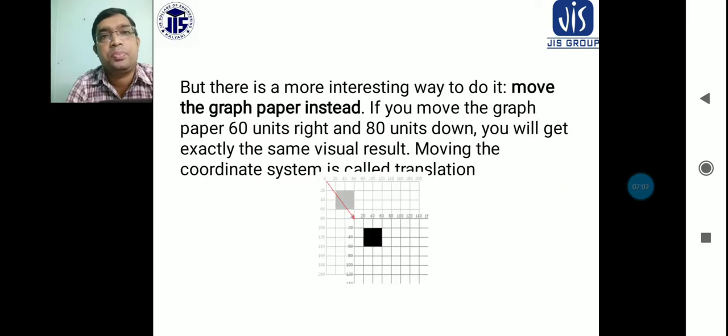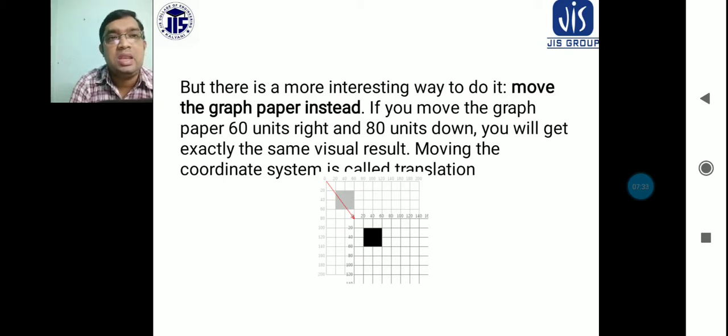There is a more interesting way to do it: move the graph paper instead. The grid will be moved. If you move the graph paper 60 units, that is 60 units right and 80 units down.